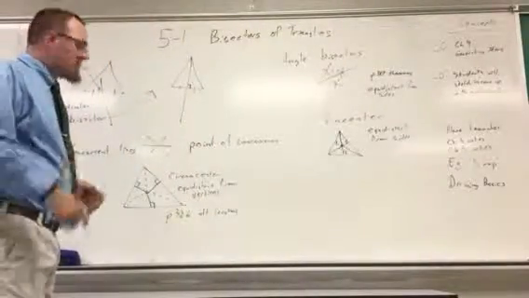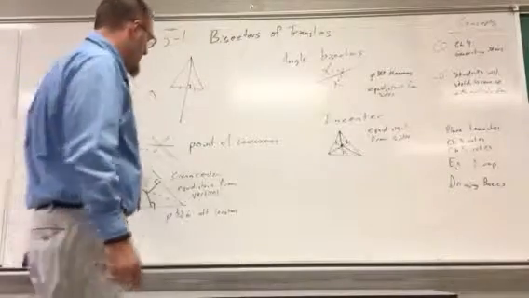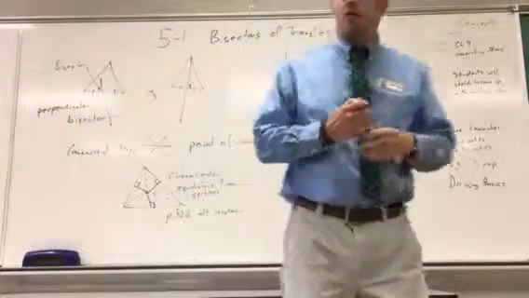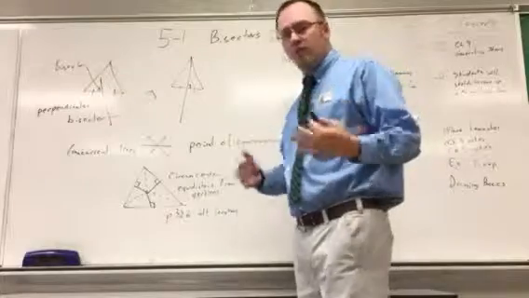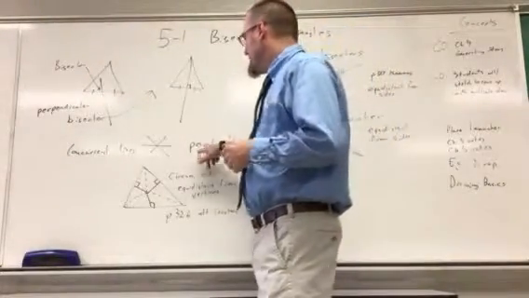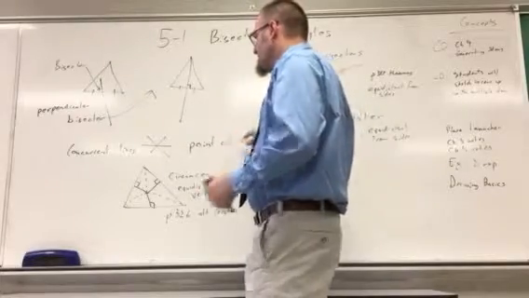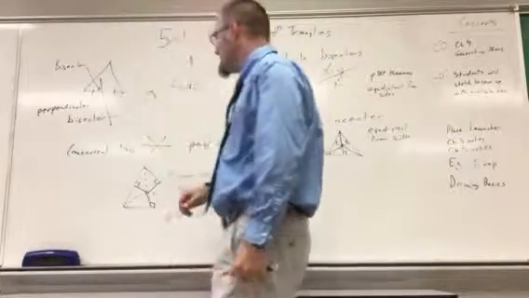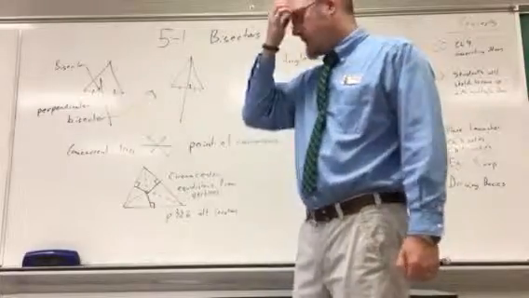The next thing they talk about in the chapter is concurrent lines. It's where three or more lines come together and cross. These are things that you'll need to have in your notes. They're the highlighted parts, so make sure you're reading through this. And then the point of concurrency is where all of those lines cross, that single point where all of them cross.